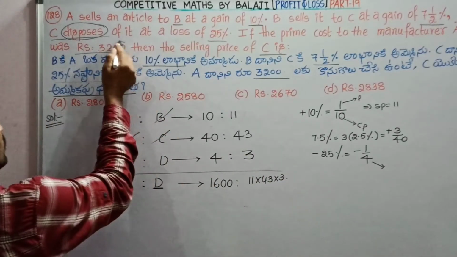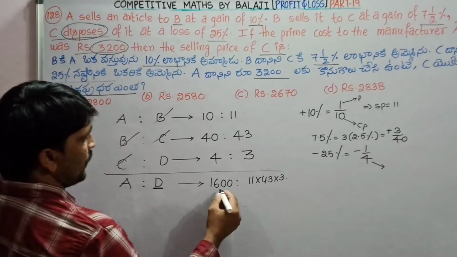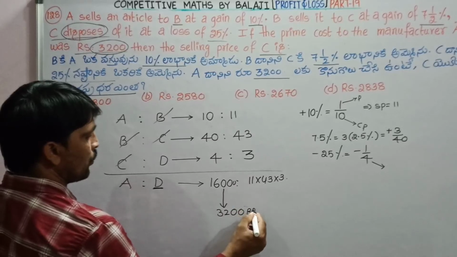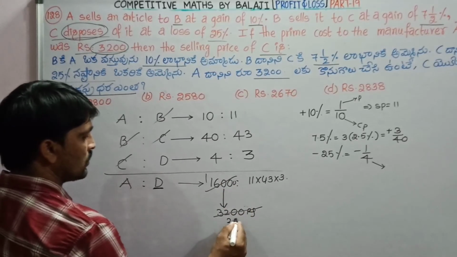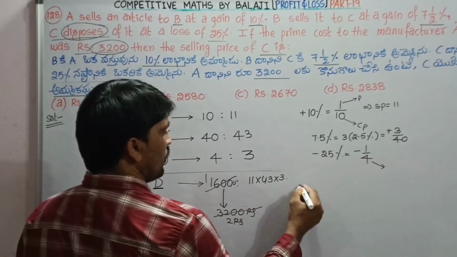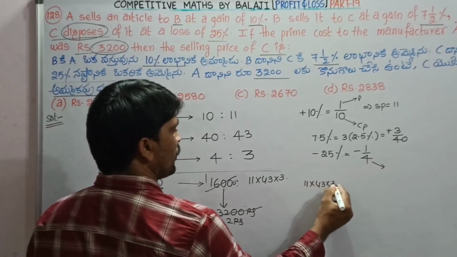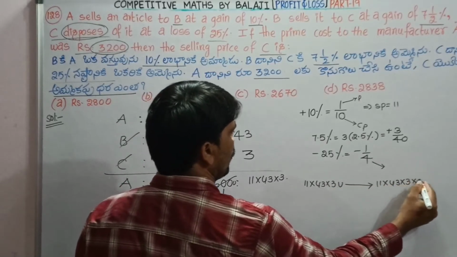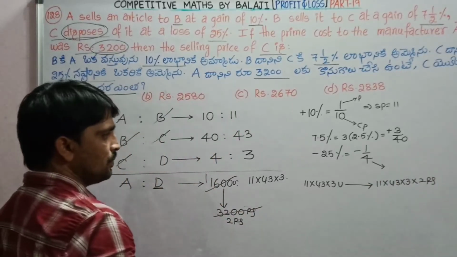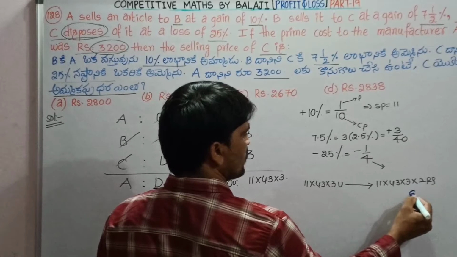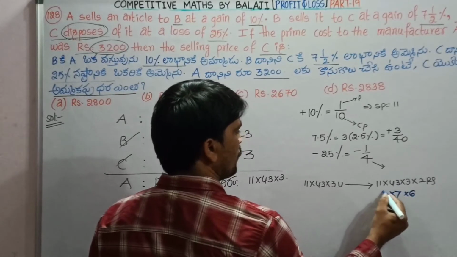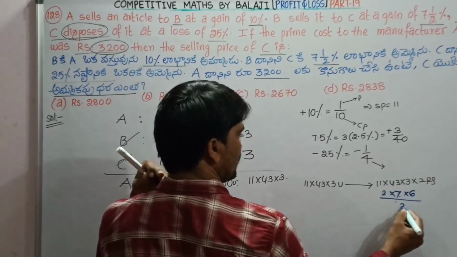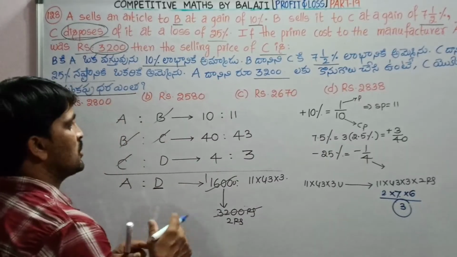In the question it is given that A's purchase price is 3200, that is 1600 units value is 3200 rupees, then 1 unit value is 2 rupees. Then we have to find 11 into 43 into 3 units value, which is equal to 11 into 43 into 3 into 2 rupees. Consider the digital sum. So 3 2s are 6, 4 plus 3 is 7, 1 plus 1 is 2, 2 7s are 14, 14 means 1 plus 4 is 5, 5 6s are 30, 3 is the digital sum. So the answer's digital sum must be 3.